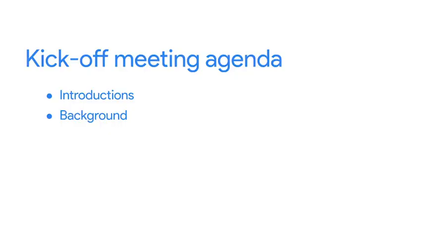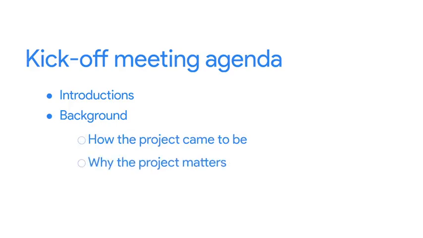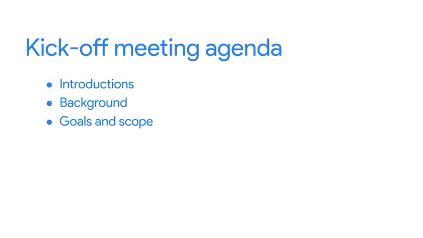Then you'll spend about 5 minutes giving an overview of the background of the project. This covers details like how the project came to be and why the project matters. You'll also use this time to set a shared vision. Next, spend about 5 minutes sharing the goals and the scope, which refers to the boundaries around a project. That includes making it clear what work is considered in scope and what work is considered out of scope.